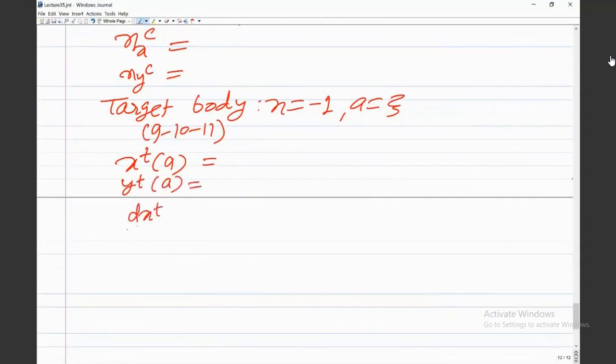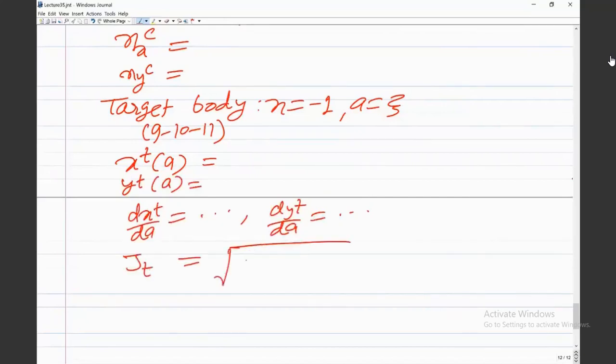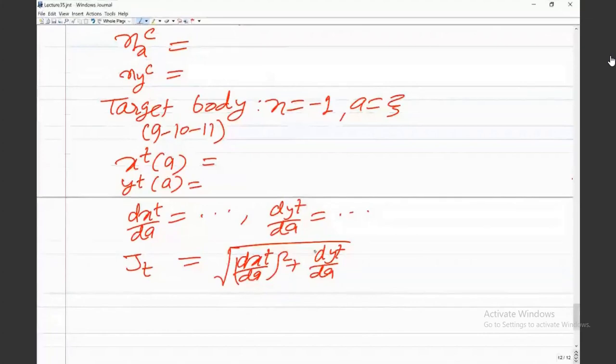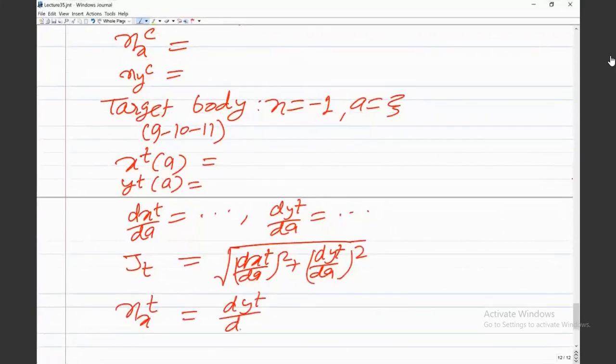Then you will be able to get dxt by da from this, and dyt by da you will get from this. And once you have got this, then you calculate the magnitude for this. So that is dxt by da whole square plus dyt by da whole square, and then you will be able to calculate in similar manner the normal to the target body, and this would be nxt equal to dyt by da upon jt. We have given already this formula, and nyt will be equal to minus dxt by da divided by jt.